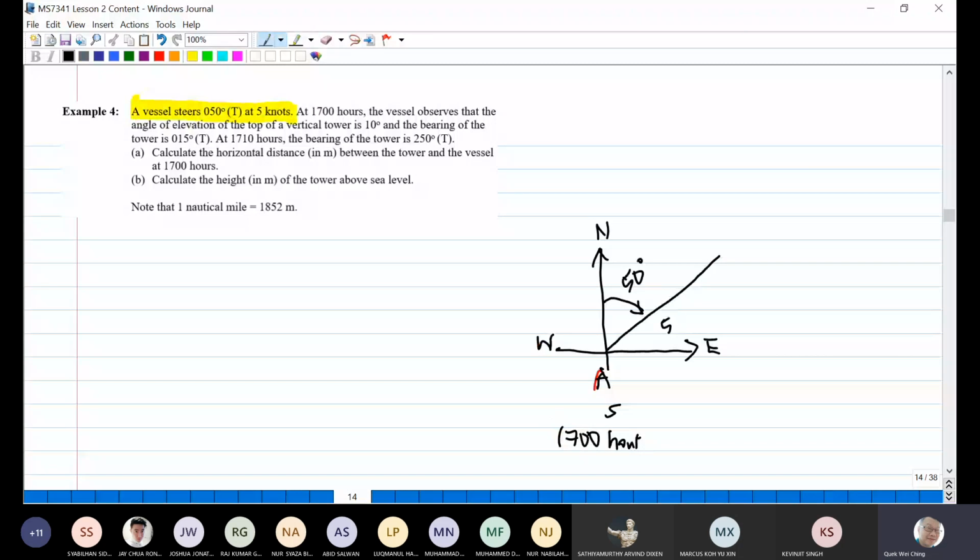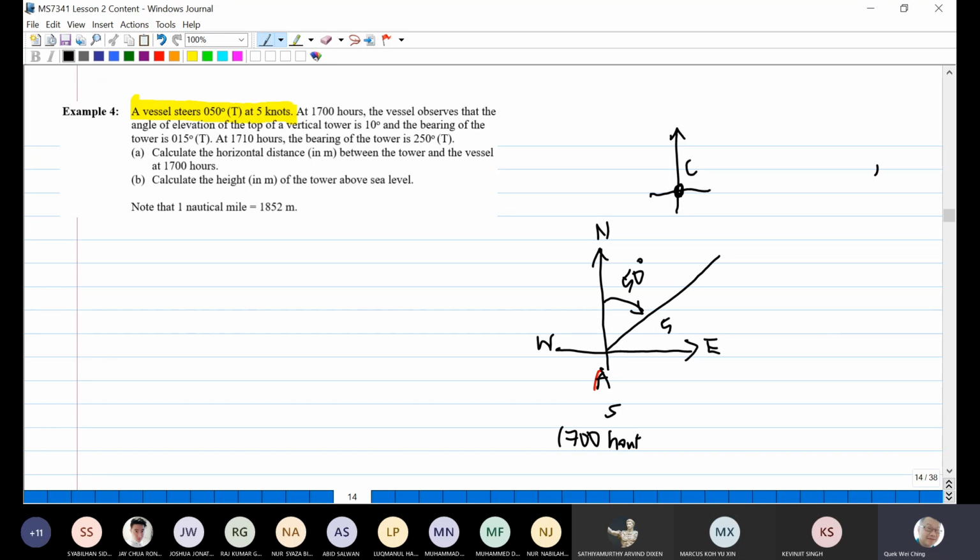Okay, then there are a few things. This question is hard because they mix two things together. At 5 o'clock, the vessel observed the angle of elevation of the top of a vertical tower. So somewhere there's a vertical tower. Let's say somewhere here, this is B. Let's say the tower is here, we call it C.